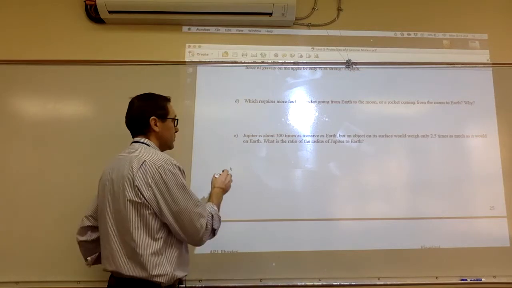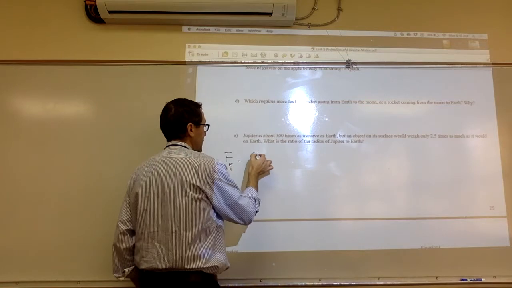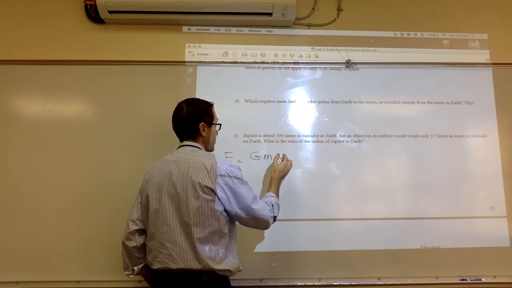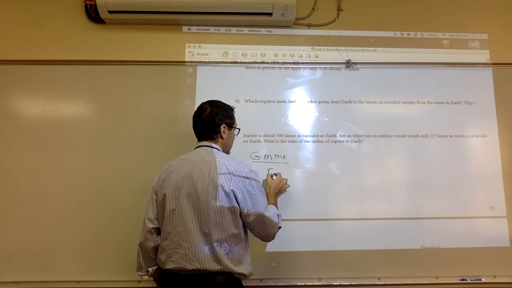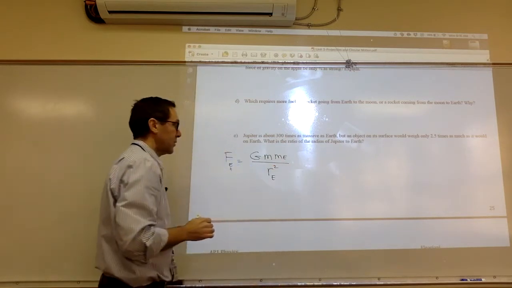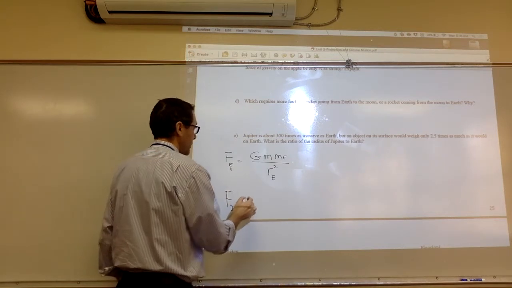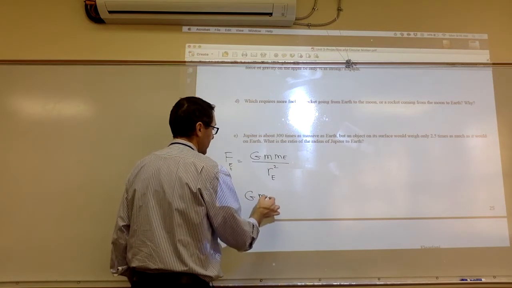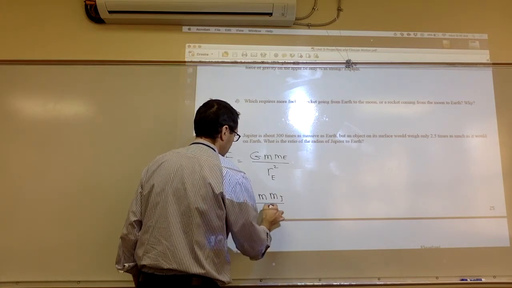So let's see how we can do this. Now, F on earth is big G, the mass of this object, whatever object it is, the mass of earth over the radius of the earth squared, because you're right at the surface of the earth. Now, F on Jupiter is equal to big G, the mass of the object, the mass of Jupiter, over the radius of Jupiter squared.